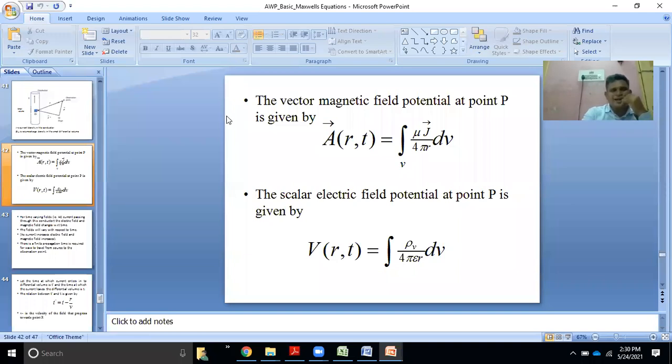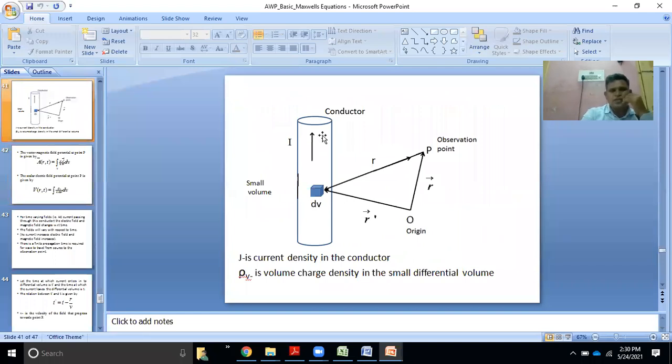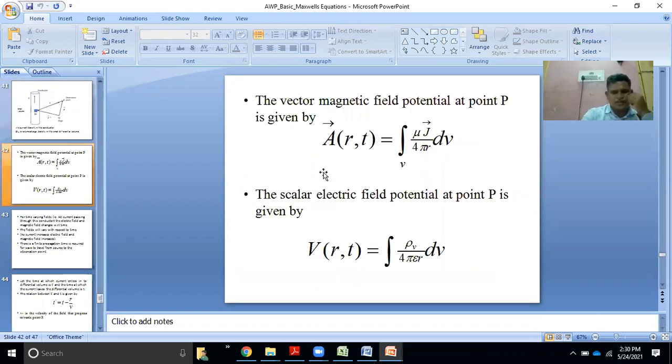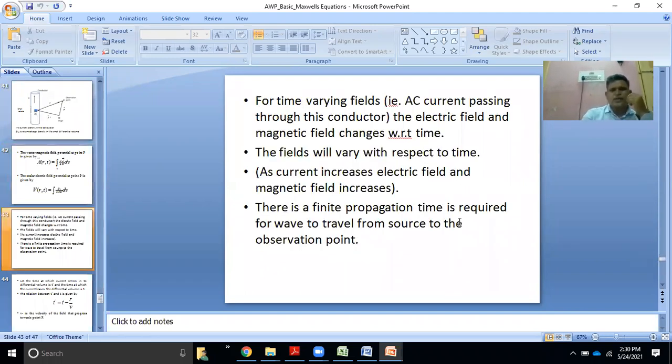For a constant current source, the current passing through this conductor is constant. There is no change in the current. Therefore, these are the equations we have to use. But in the practical case, the current is not constant; it is an alternating current passing through the conductor.